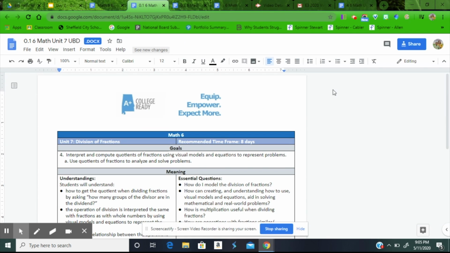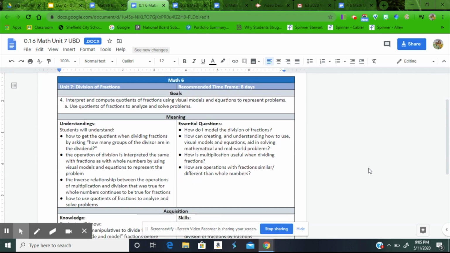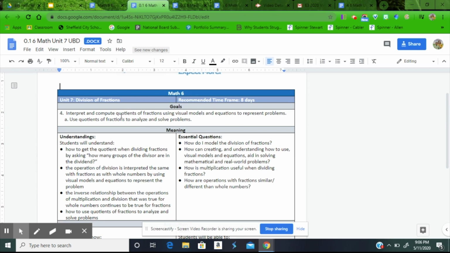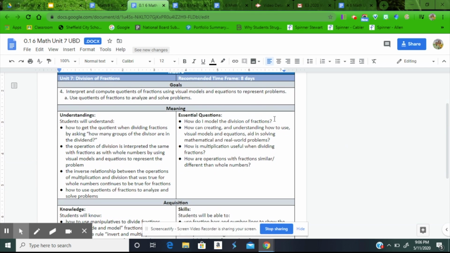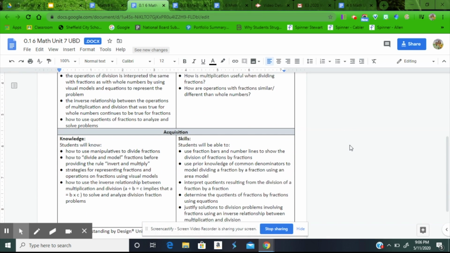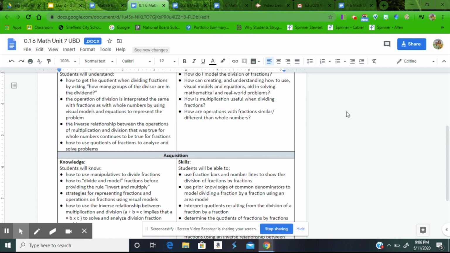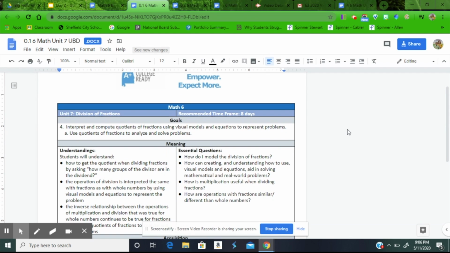Let's look now at our UBD, which we know is made up of our goals, meaning, and acquisition. Our goals are just simply the Alabama course of study listed. Our meaning has the understandings, which is what students will understand with this unit, and then essential questions that you can ask throughout the unit. Your acquisition has the students' knowledge, what they will know by the end of this unit, and then what skills they will acquire after this unit. So pause the video and take just a moment and read through your UBD so you have a better understanding of where we're going.